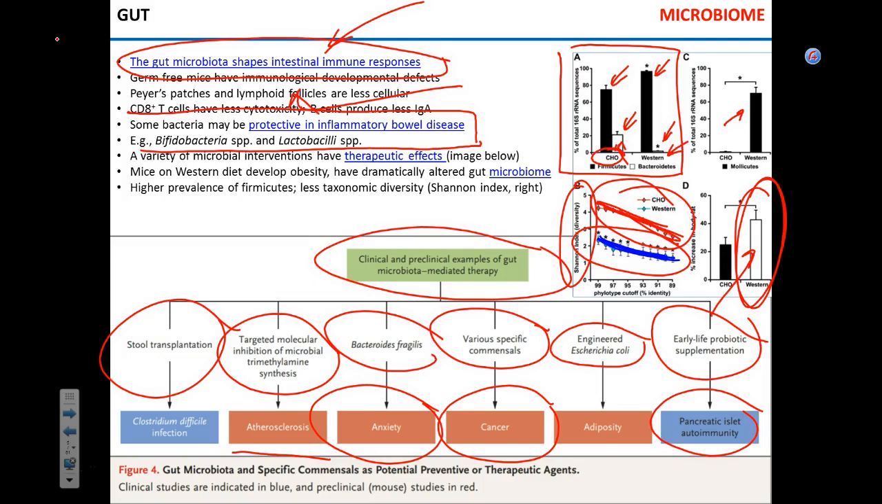Because it turns out that if you compare mice or people, these experiments were done in people, let's say people who eat a high carbohydrate, low fat diet will have a higher percentage of firmicutes and a lower percentage of bacteroides. Does that make sense? That's high carb. People who are on the high fat diet will have this completely the opposite.